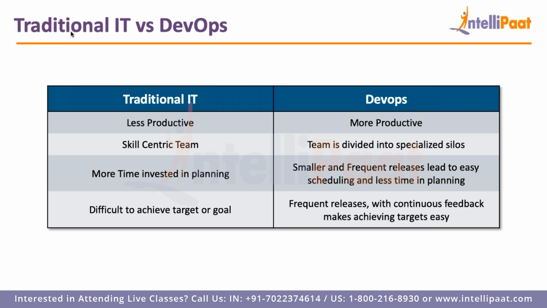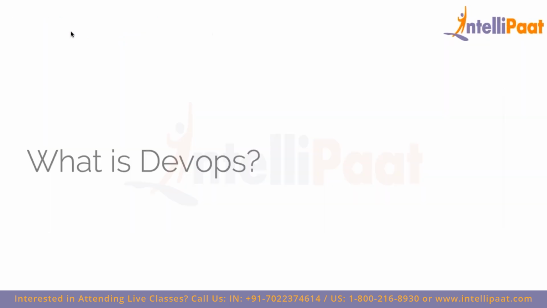In traditional IT, more time was invested in planning, but in DevOps, no or the least time is invested in planning, because all the work can now be managed via software. And finally, in traditional IT, if you decided a deadline, it was very difficult to meet it. But when you're using DevOps, because there is no uncertainty now, the ease of attaining a deadline is greater. Okay, so these were the differences between traditional IT and DevOps.